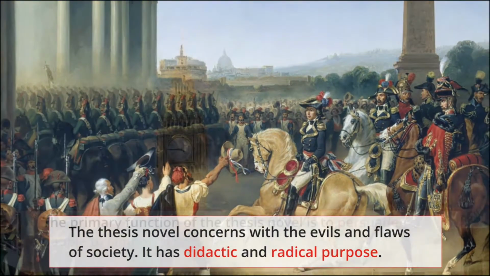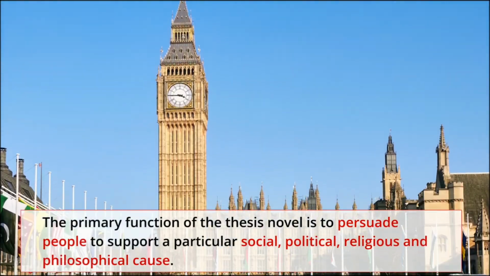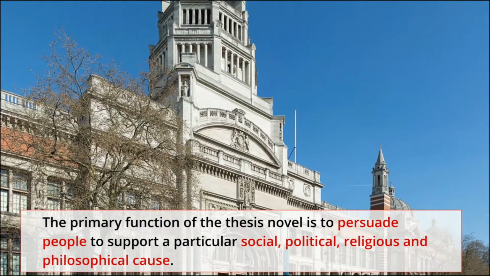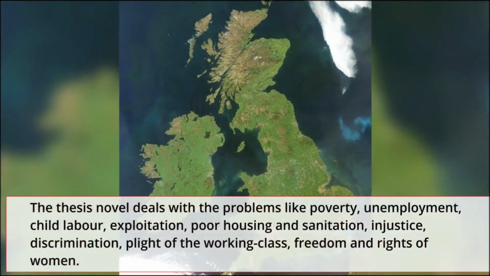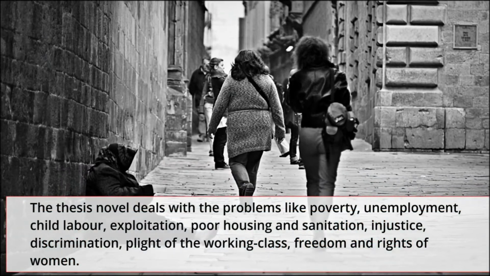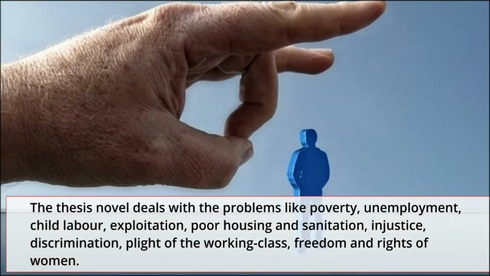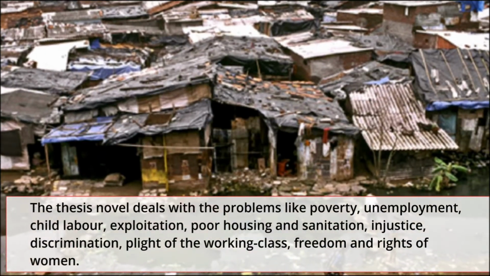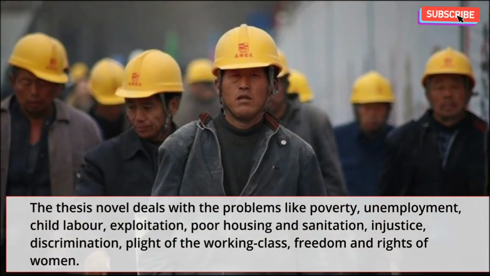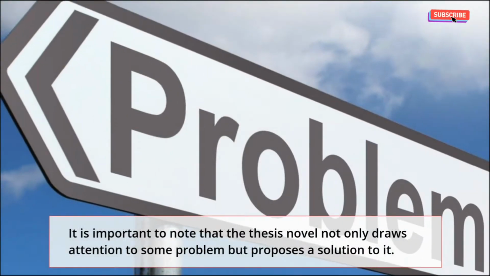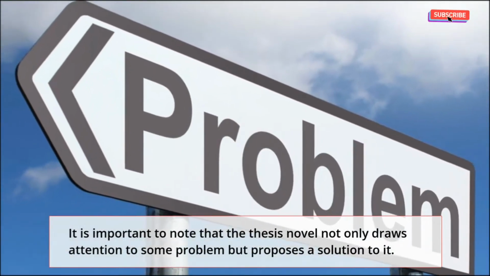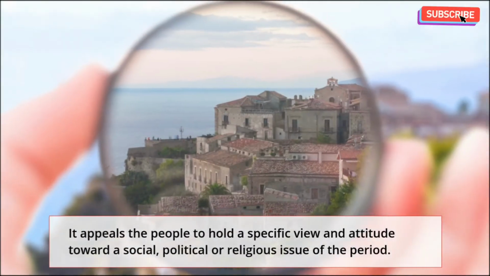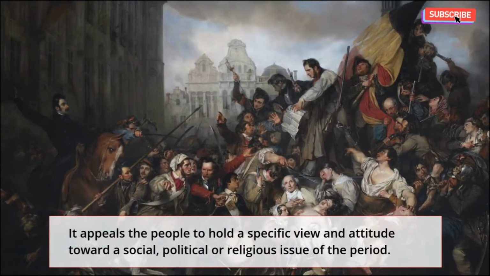The primary function of the thesis novel is to persuade people to support a particular social, political, religious and philosophical cause. The thesis novel deals with problems like poverty, unemployment, child labor, exploitation, poor housing and sanitation, injustice, discrimination, plight of the working class, freedom and rights of women. It is important to note that the thesis novel not only draws attention to some problem but proposes a solution to it. It appeals to people to hold a specific view and attitude toward a social, political or religious issue of the period.